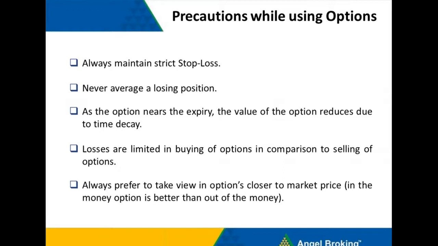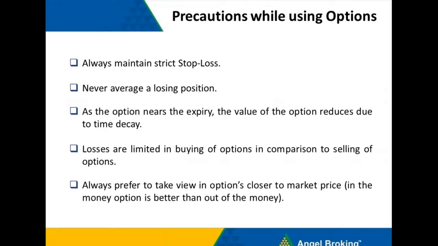Say for example, gold is at 30,000 and you are buying a gold option by paying a premium of 100 rupees. Now gold starts moving up, so your premium becomes 150, 200, 250, 300. So you're making a decent amount of money on your trade. But if the market moves against you, the maximum risk that you have is 100 rupees.